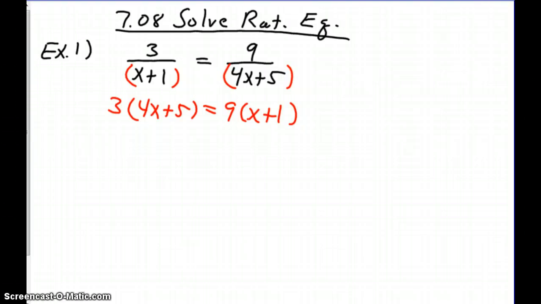Distribute both of them. So you're going to distribute the 3 and distribute the 4, and here's what you end up getting. Let you write that down.